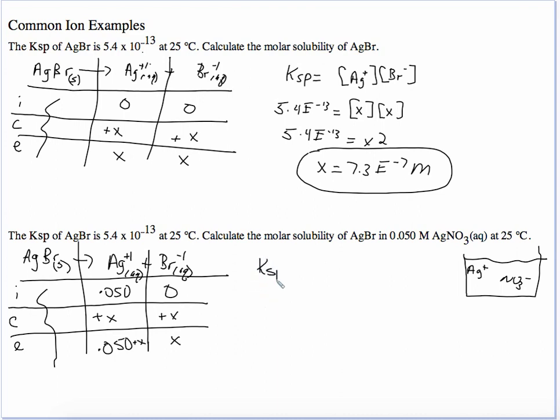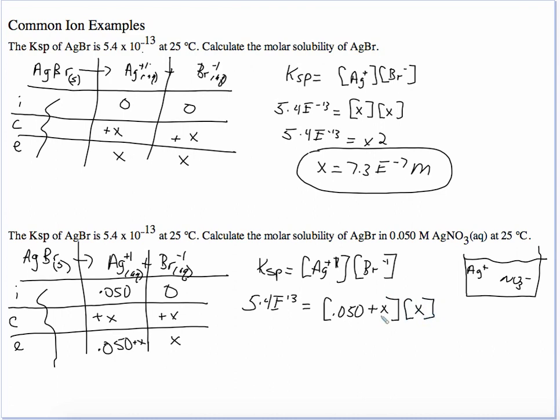Okay, next we'll write our Ksp expression just like we did up above. So it's the silver, and it's supposed to be plus 1, not 7, and the bromide. All right, then we're going to plug in our number, so 5.4 e to the negative 13 is going to equal silver, which is 0.050 plus X, times the bromide, which is X.